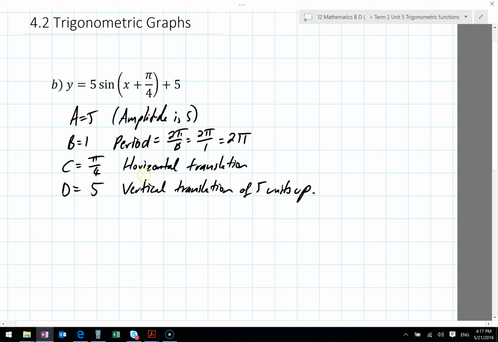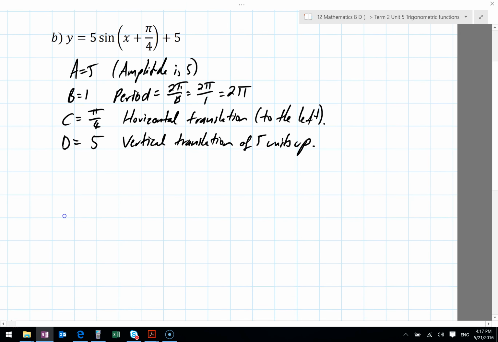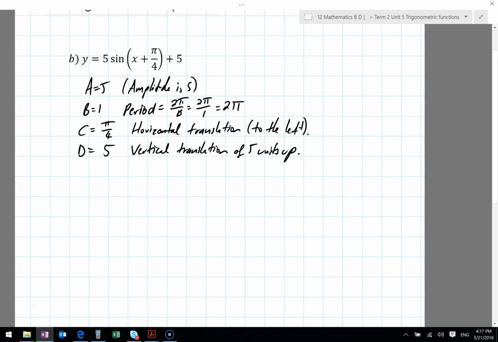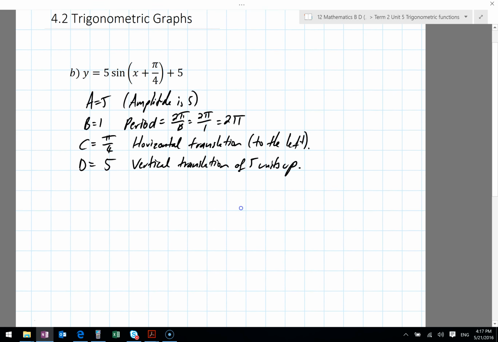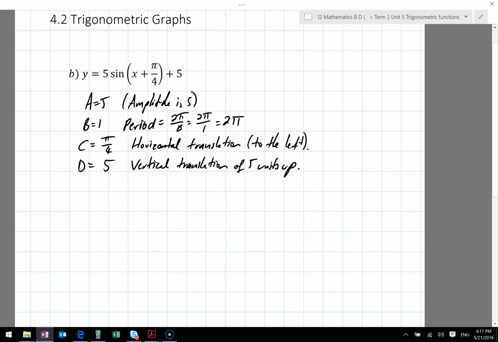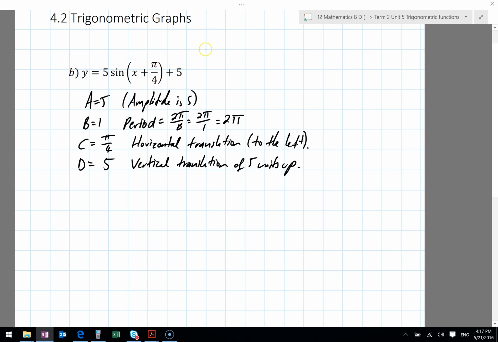Remember with the horizontal translation, it's opposite to what you normally think. So this plus here would mean to the left, making it happen earlier than it would previously. Alright, so where am I sketching this? Let's just assume it's from, my period is 2 pi. Why not just from -2 pi to 2 pi?